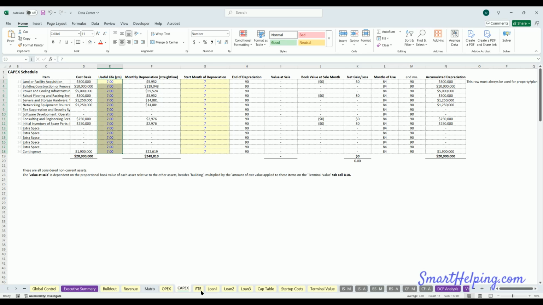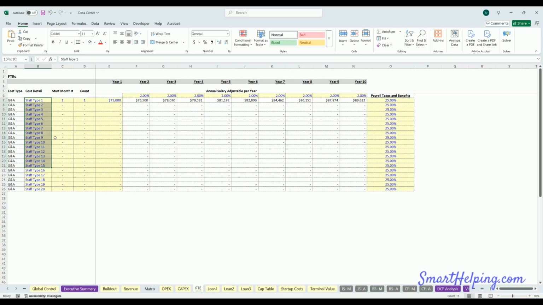FTEs, full-time employees. Maybe you have other staff that you want to account for. You can do a start month, number, account, annualized cost. Payroll tax and benefits is just a percentage of that. You could use this for all kinds of things, so its core logic is this is the annualized cost, some percentage increase for taxes, and that's it. And you can increase that year over year.